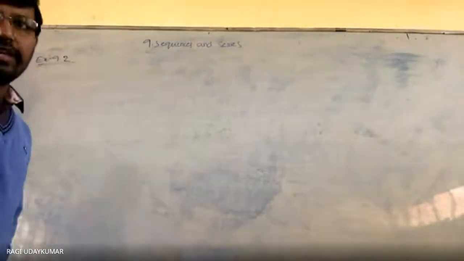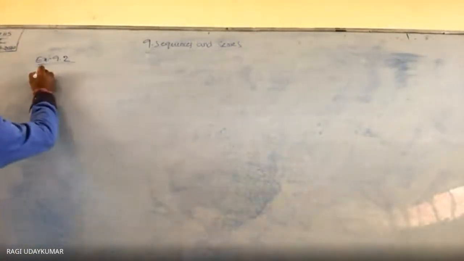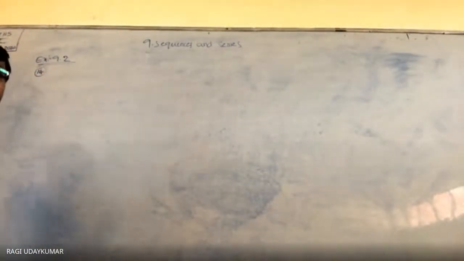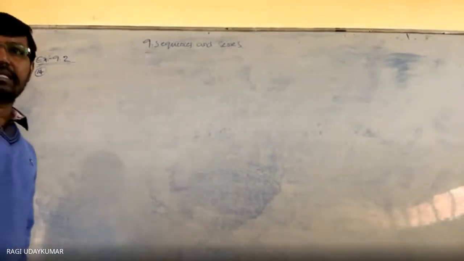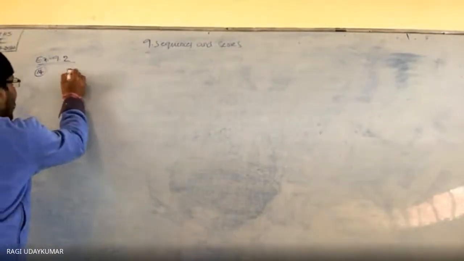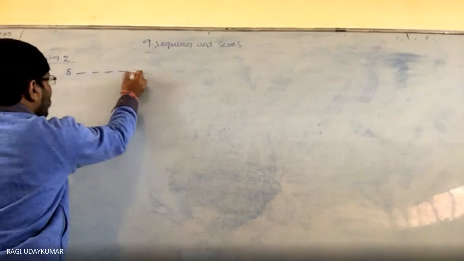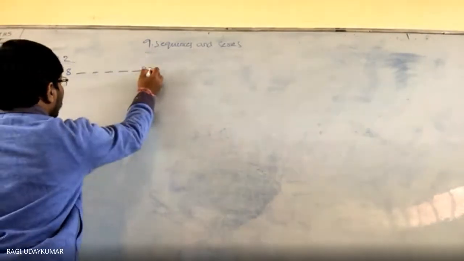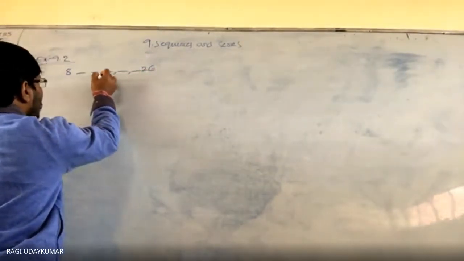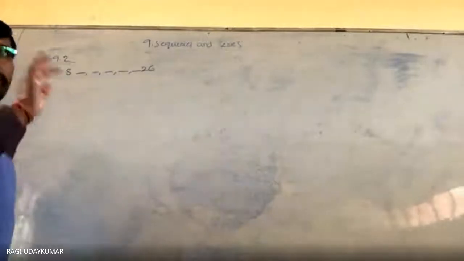So the question given to you, the 14th one: insert 5 arithmetic means, 5 numbers, between 8 and 26. Between 8 and 26, 1, 2, 3, 4, 5, you have to insert them. They should form an arithmetic progression, such that the resulting sequence is an arithmetic progression.